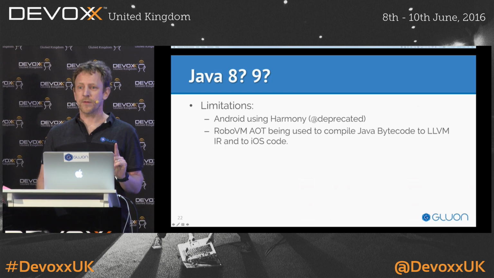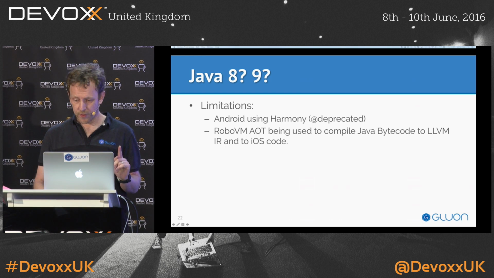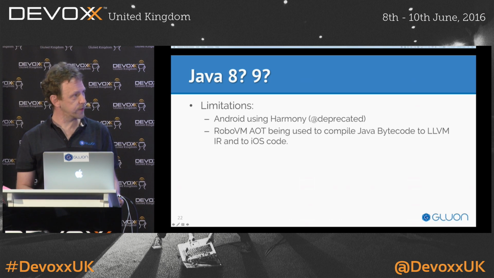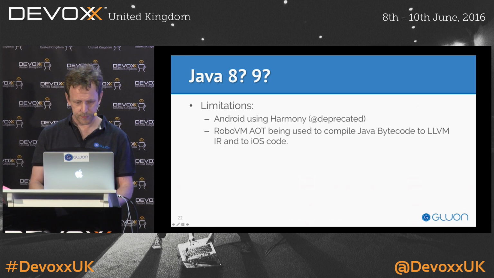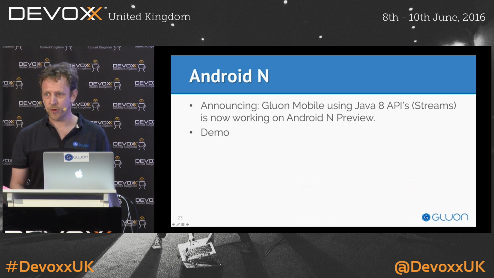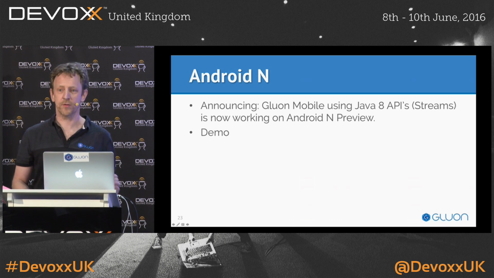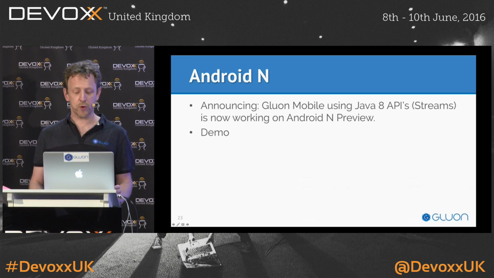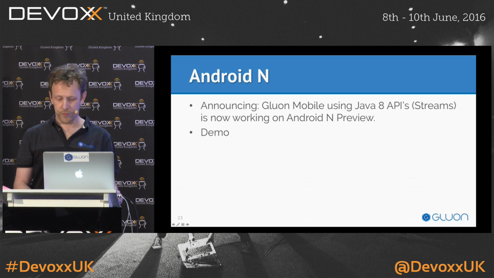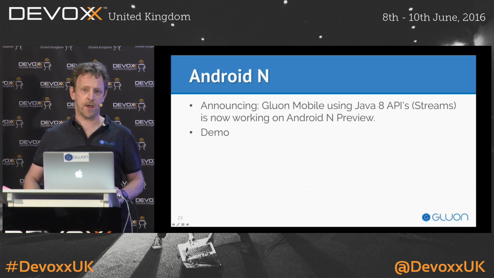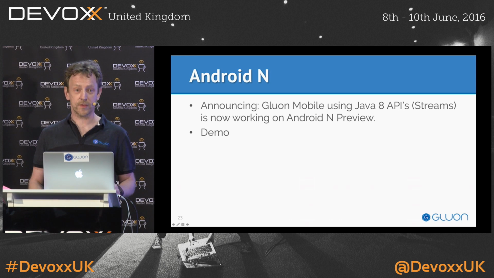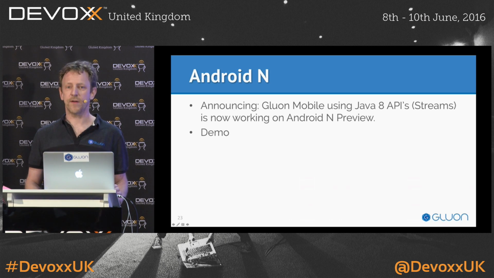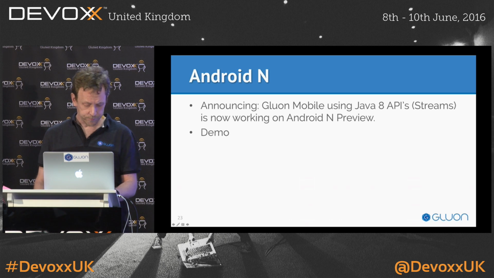But now there are two very important things that we want to announce. First of all, well, Google spoiled the announcement because they announced it themselves. Android N, which is the next version of Android, so we're currently at Marshmallow, is not going to use Harmony anymore, but OpenJDK. So that means that the next release of Android, which is scheduled later this year, will contain OpenJDK implementations, which means that you can use Java 8 APIs and streams there.